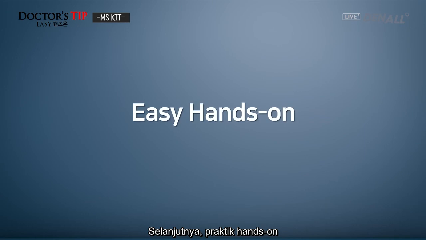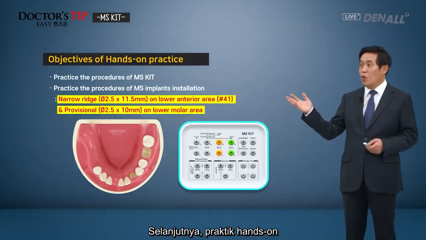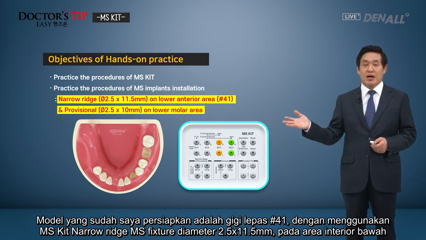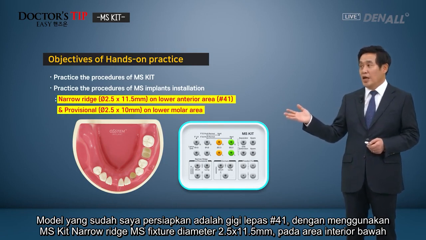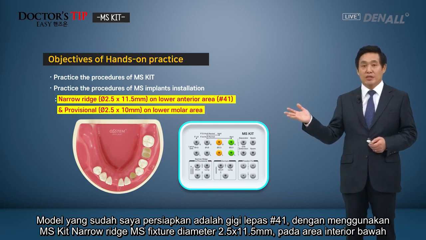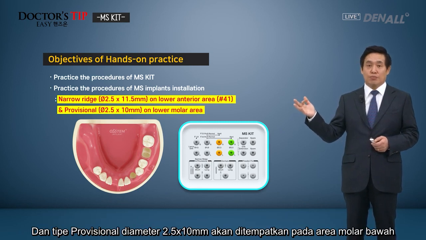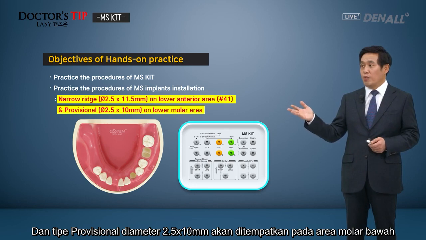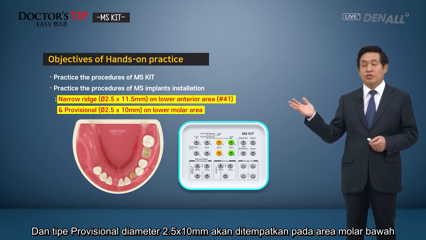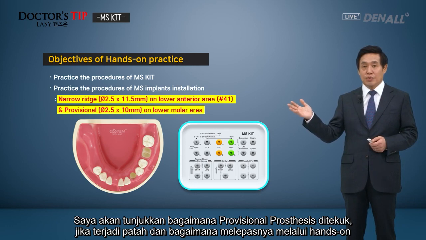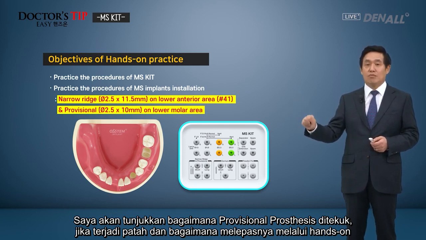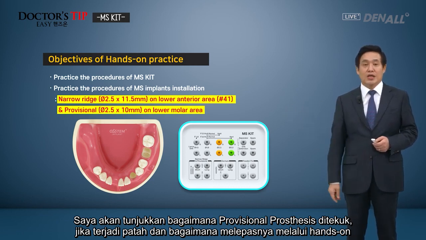Next, I will go into hands-on practice. The model that I prepared for you today is missing number 41, and here, using the MS Kit, a narrow ridge type MS fixture, 2.5 by 11.5 millimeter implant will be placed on the lower anterior area, and then a provisional type 0.5 times 10 millimeter will be placed on the lower molar area. So I'll show you through hands-on how the provisional prosthesis is bent, or if there's a fracture while bending, how it's removed.